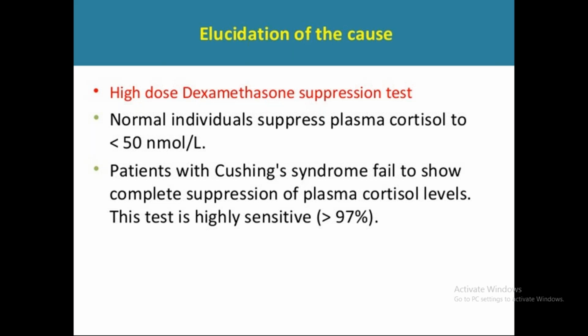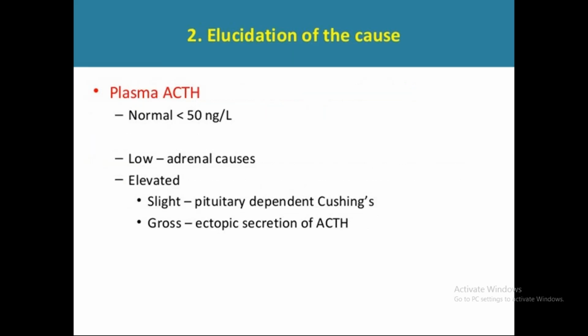First you have to try with the low dose, and if in Cushing syndrome the levels are still maintained, then you give the high dose of dexamethasone as a separate test. Even then, the Cushing syndrome patient still fails to show complete suppression of plasma cortisol level, and this test has 97% accuracy.